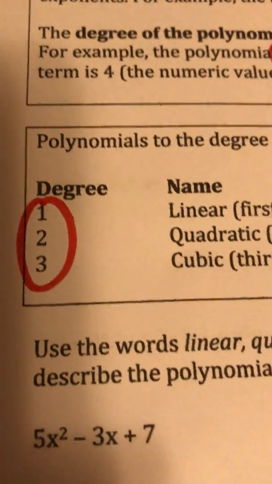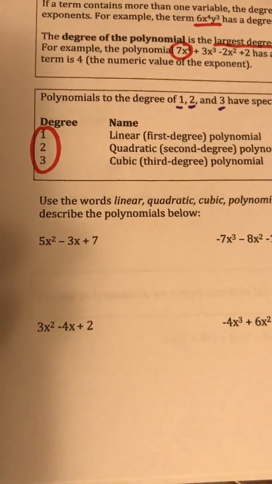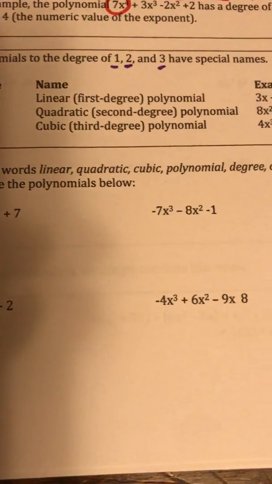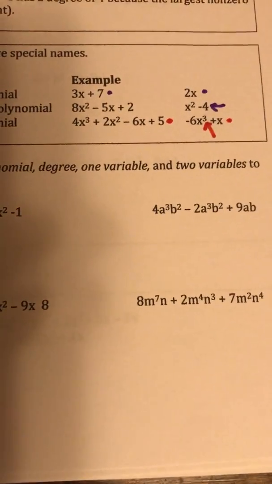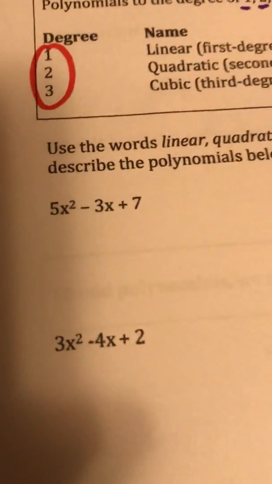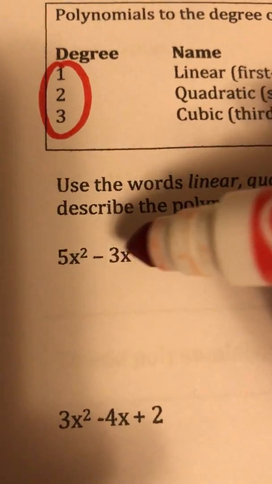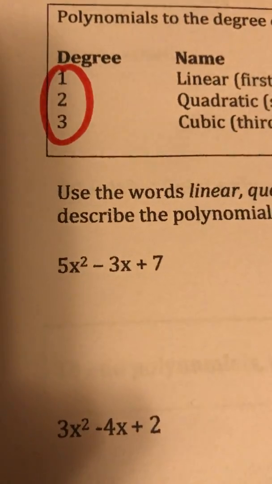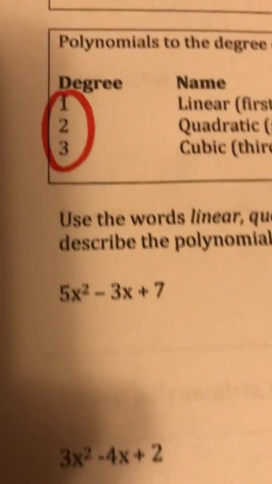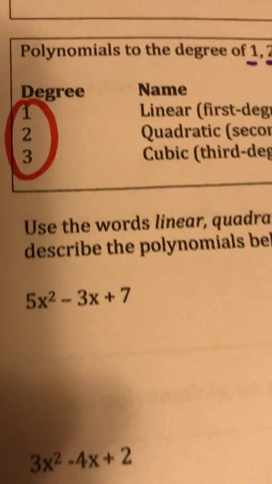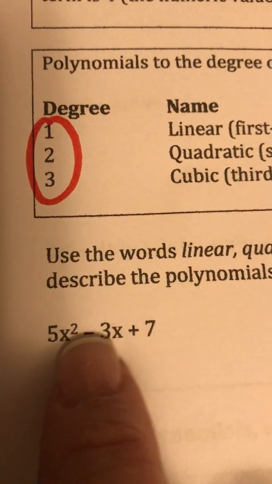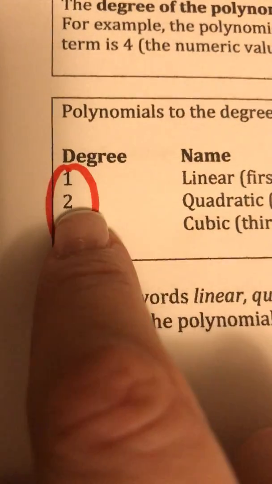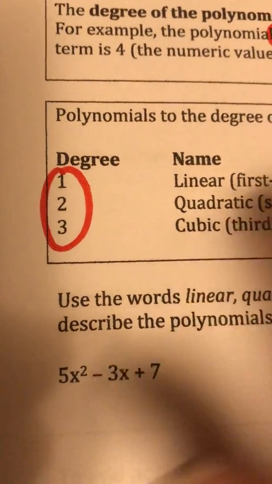If we look at these polynomials below, we can use the words linear, quadratic, cubic, polynomial, degree, one variable, and two variables to describe them. If we look at this first one, 5x squared minus 3x plus 7, we want to describe this polynomial. The largest term is to the second degree, so we know that this is a second degree polynomial, which is a quadratic.